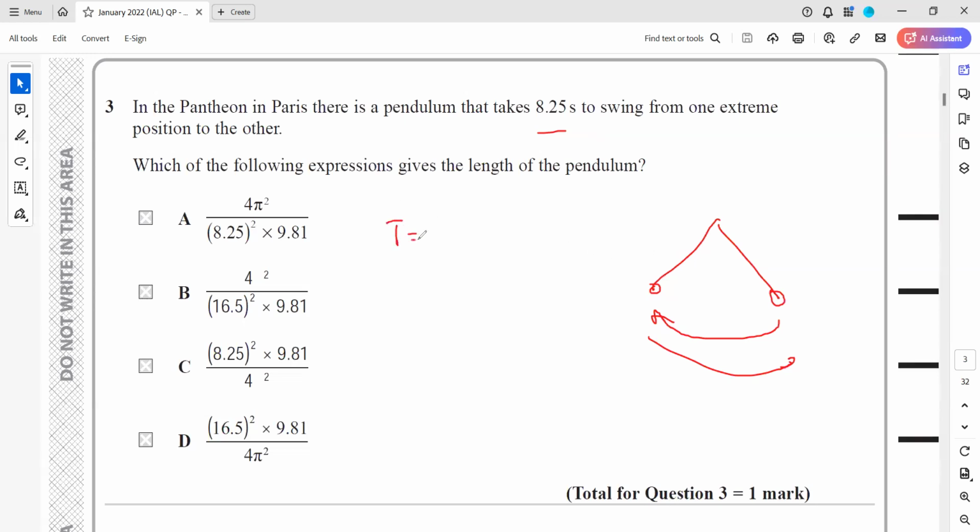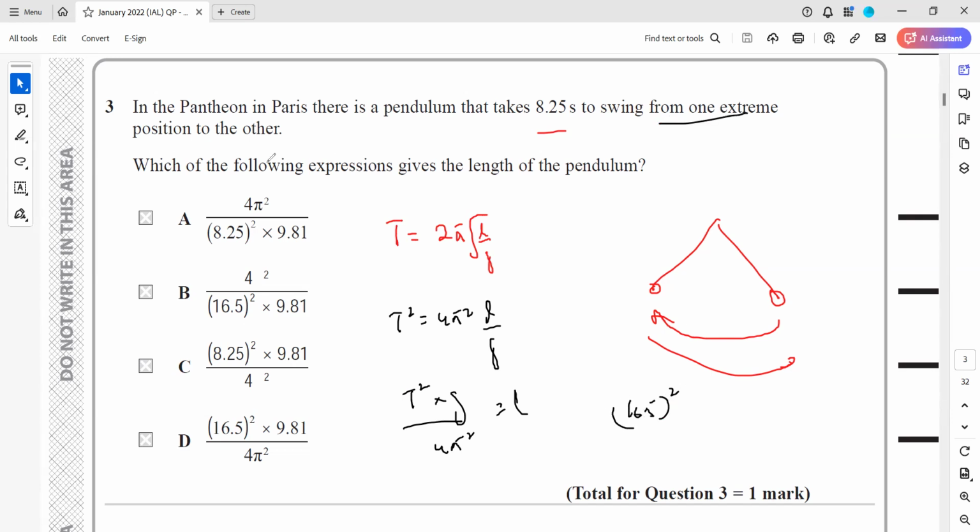If we need the length of the pendulum, T is equal to 2 pi root L divided by g. If we square both sides, T squared is equal to 4 pi squared L by g. If we need length, it will be T squared multiplied by g divided by 4 pi squared. So the time period should be 16.5. Why 16.5? Because from one extreme position to another extreme position is a half time period. Multiplied by gravity, 9.81, divided by 4 pi squared will give us L. So it matches option D.